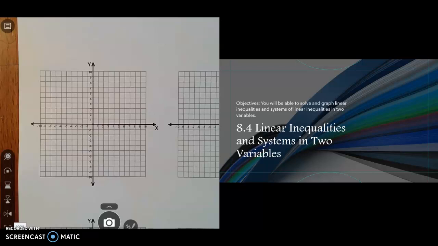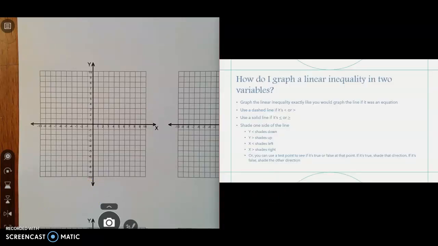Hi, welcome to section 8.4, Linear Inequalities and Systems in Two Variables. So hopefully by the end of this you all will be able to solve and graph linear inequalities and systems of linear inequalities in two variables. So basically, how do I graph a linear inequality in two variables?